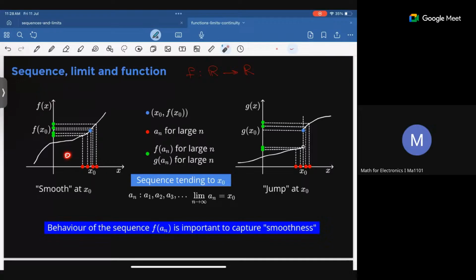So if I start from the left side and move towards x naught, this is how my function values move, right? Slowly, the function value is this, and the next step the function value will be this. Next step the function value will be this. Slowly, as I move towards x naught, the function value approaches f of x naught, right? So that I will capture.